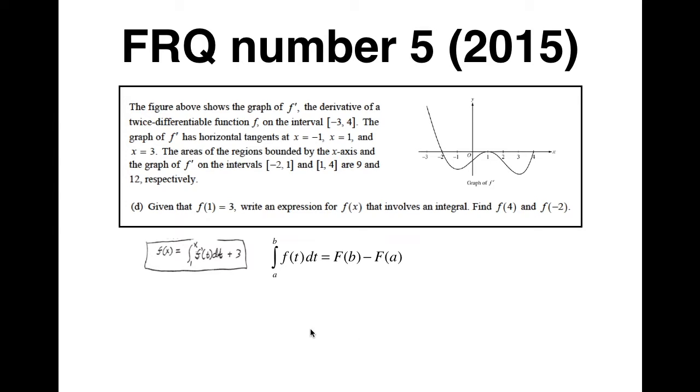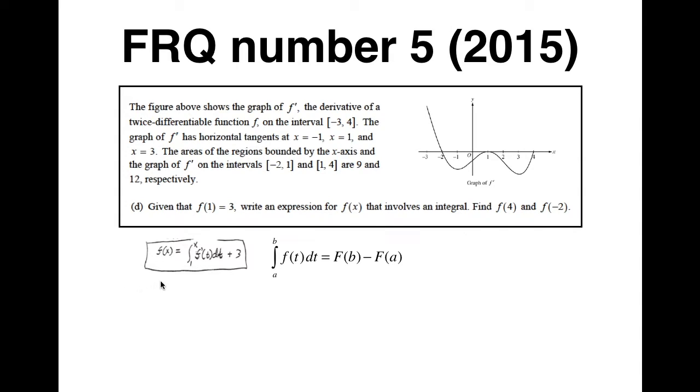Question D. Until now we haven't used the information that the area here is 9 and the area here is 12, so it's obviously going to come up in question D. Given that f of 1 equals 3, write an expression for f of x that involves an integral. Find f of 4 and find f of negative 2.